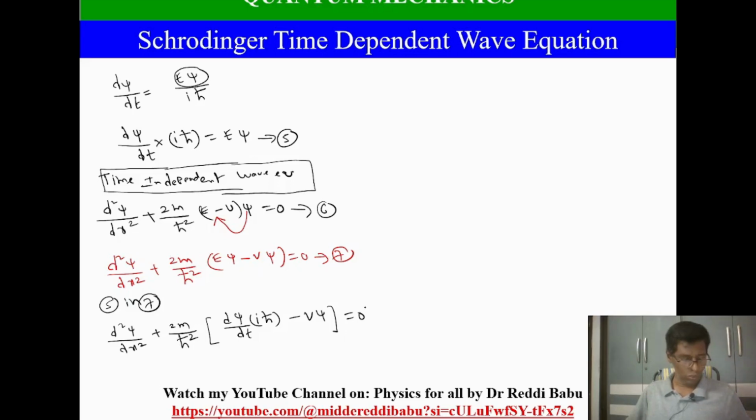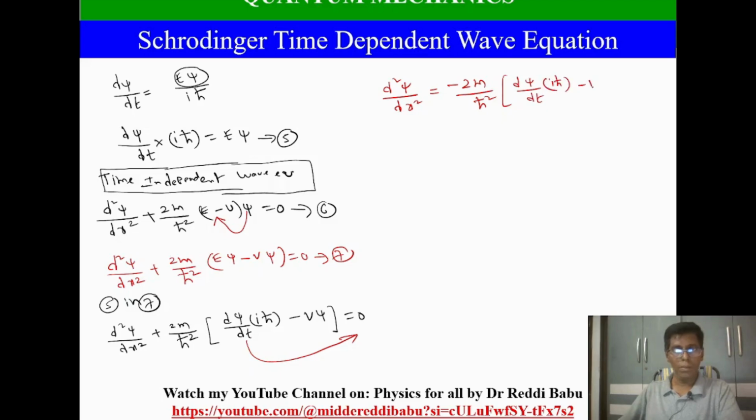Next what I have to do? Now you bring this entire expression. Whatever term is on the left hand side, I am sending to the RHS. So you send the entire term to the RHS. So what it will become? Left hand side is d square psi divided by dx square, plus of the entire thing going to the right hand side becomes minus. So minus 2m divided by h cut square into, in the place of psi, d psi divided by dt into I h cut minus V psi. This is the equation I got.